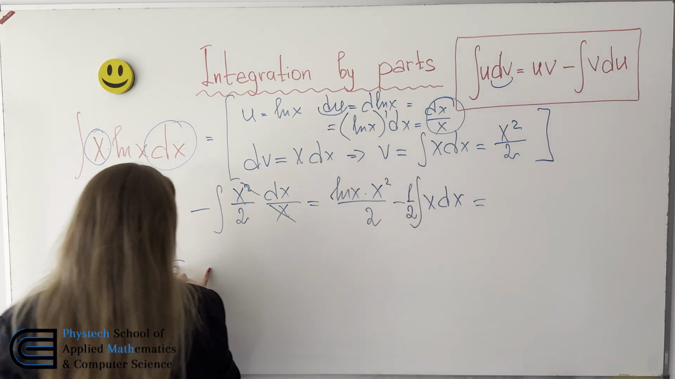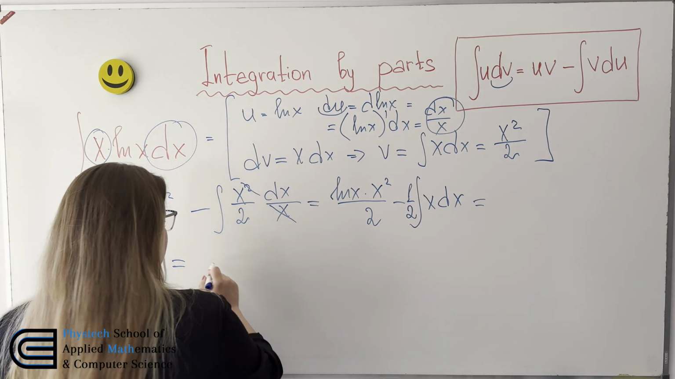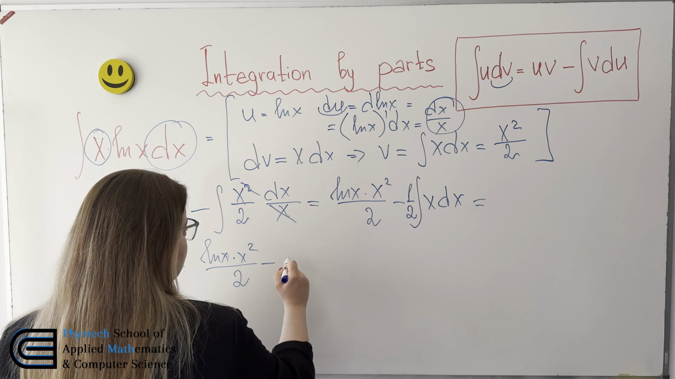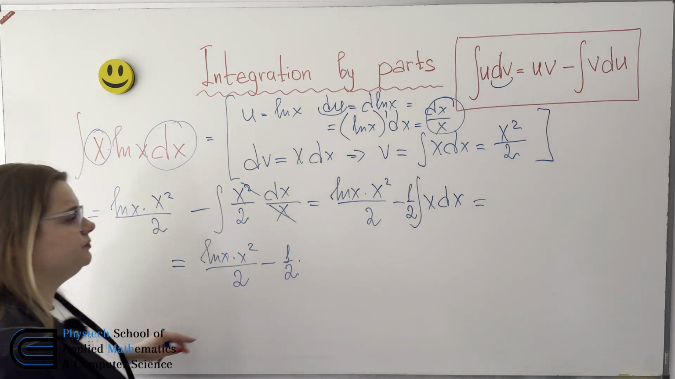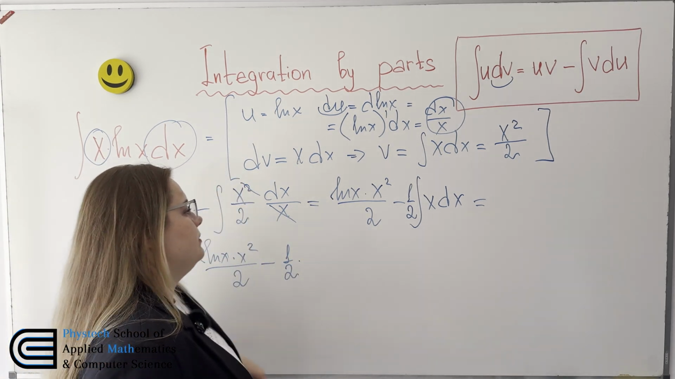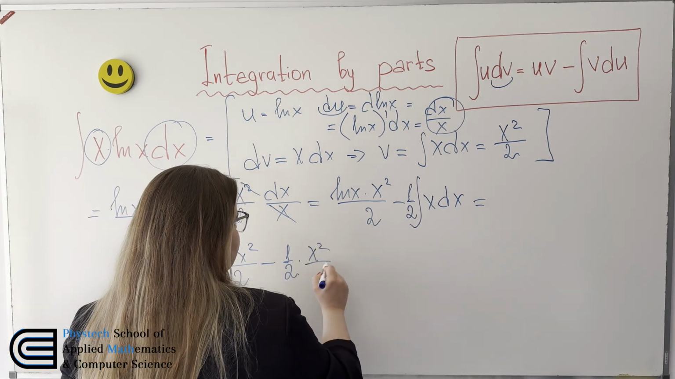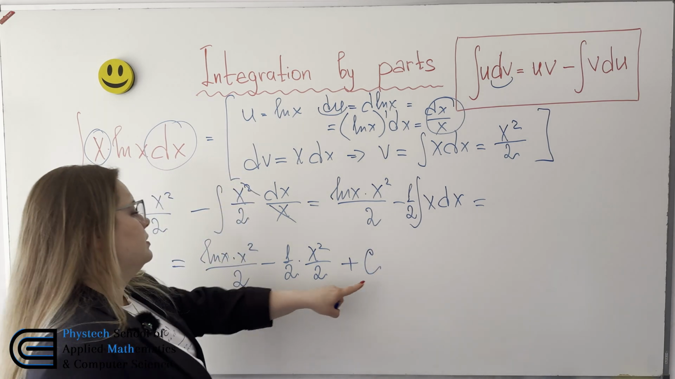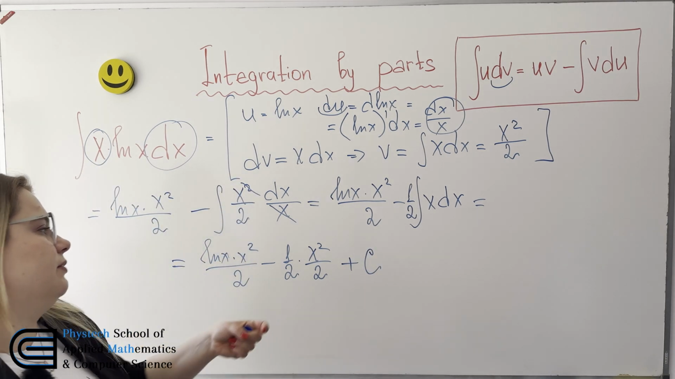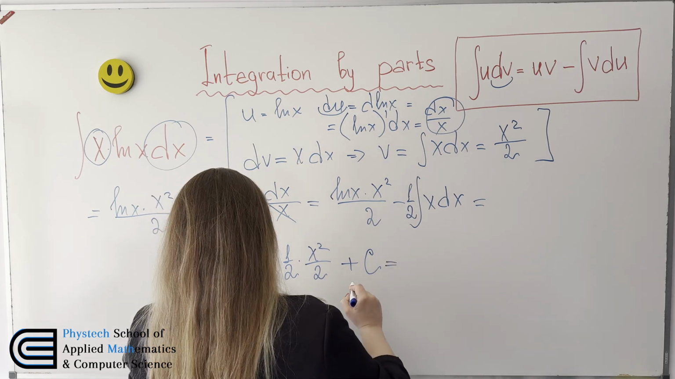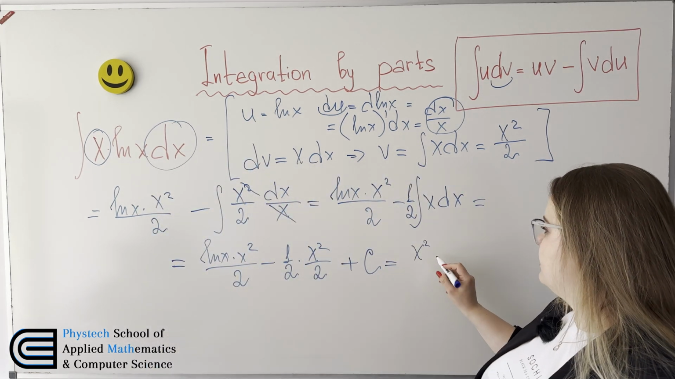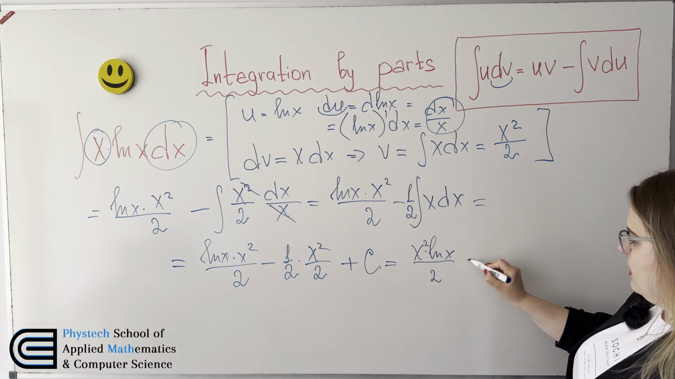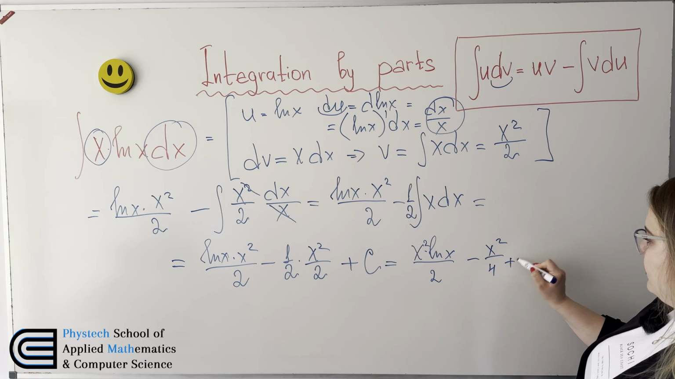So then our last step: ln x multiplied by x squared divided by 2 minus 1 divided by 2 times x squared divided by 2, plus constant, where the constant is from the real numbers. And well, let's rewrite it in a simpler form: minus x squared divided by 4 plus c.